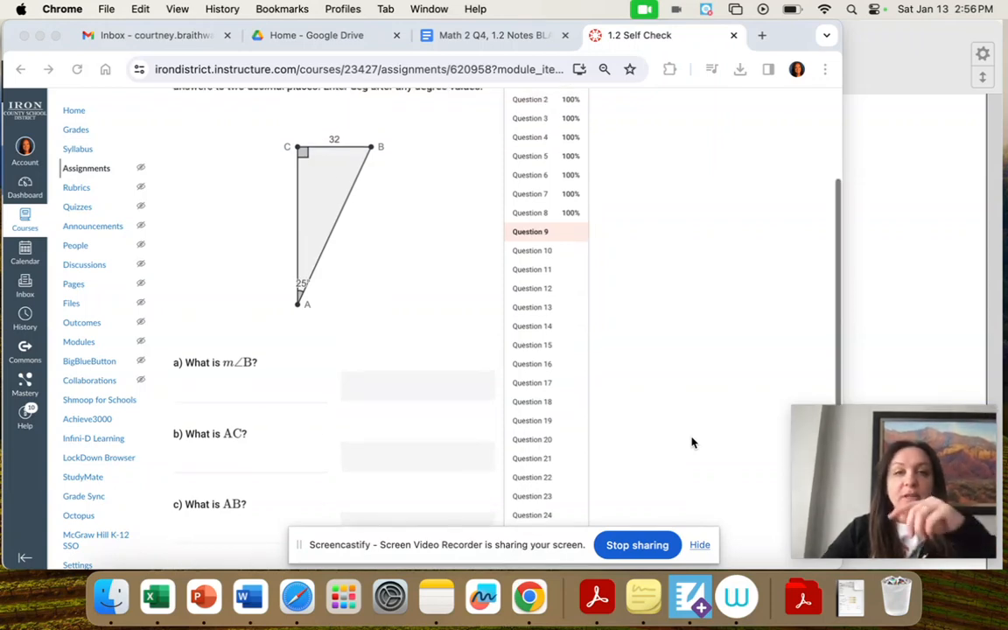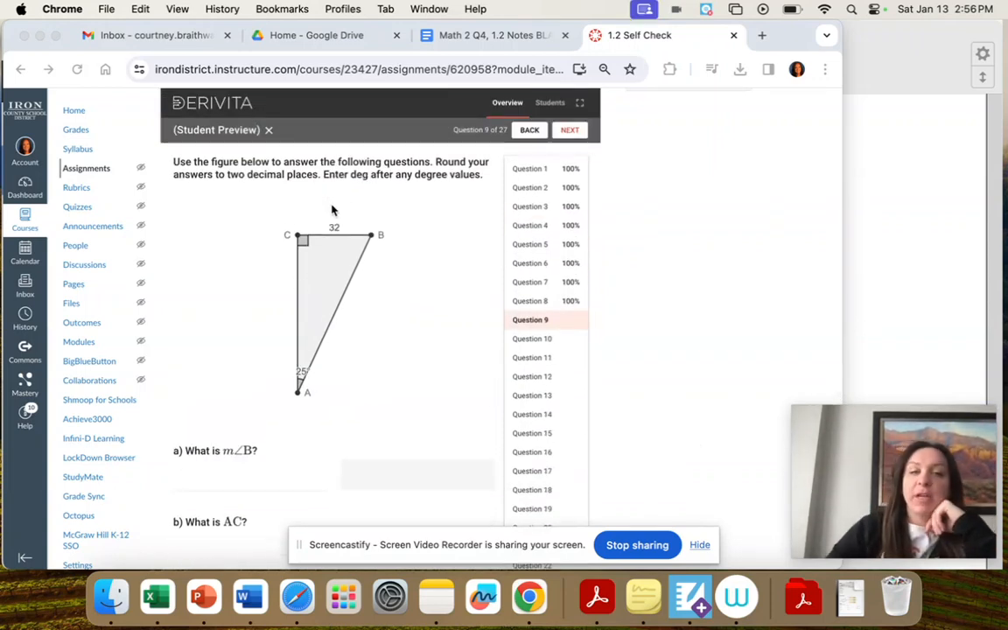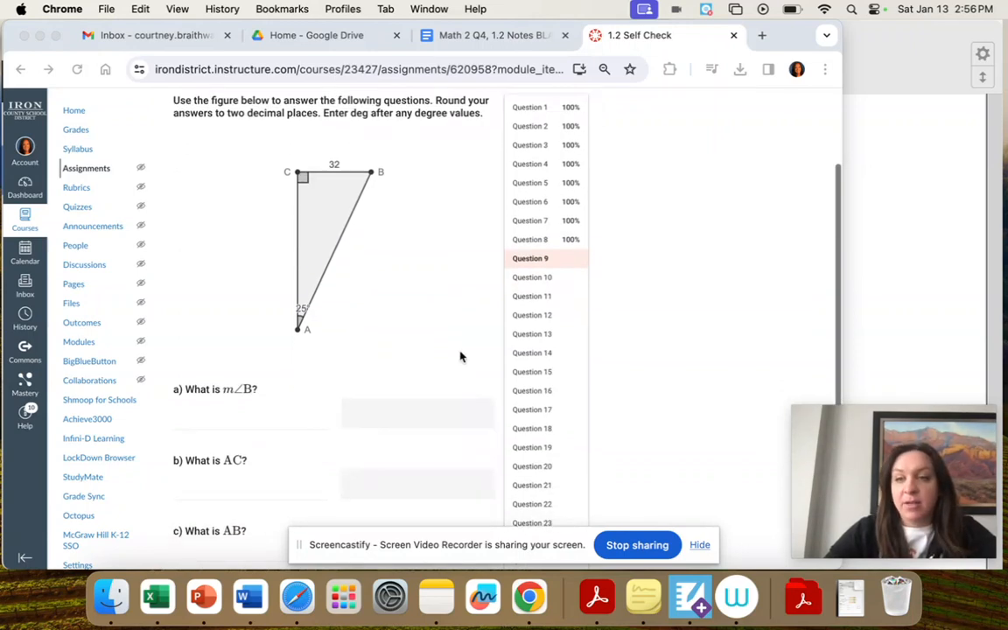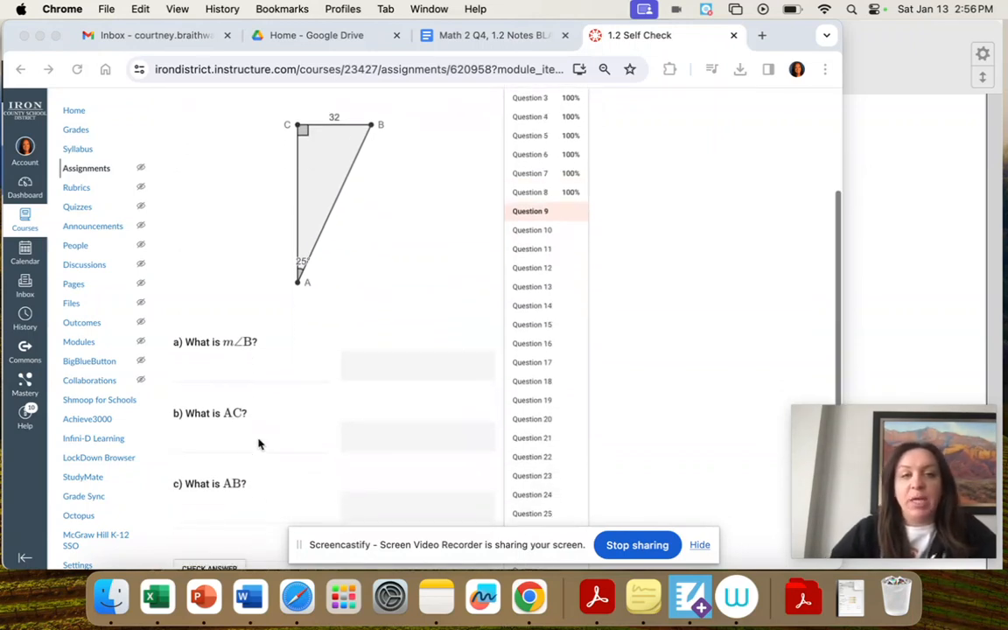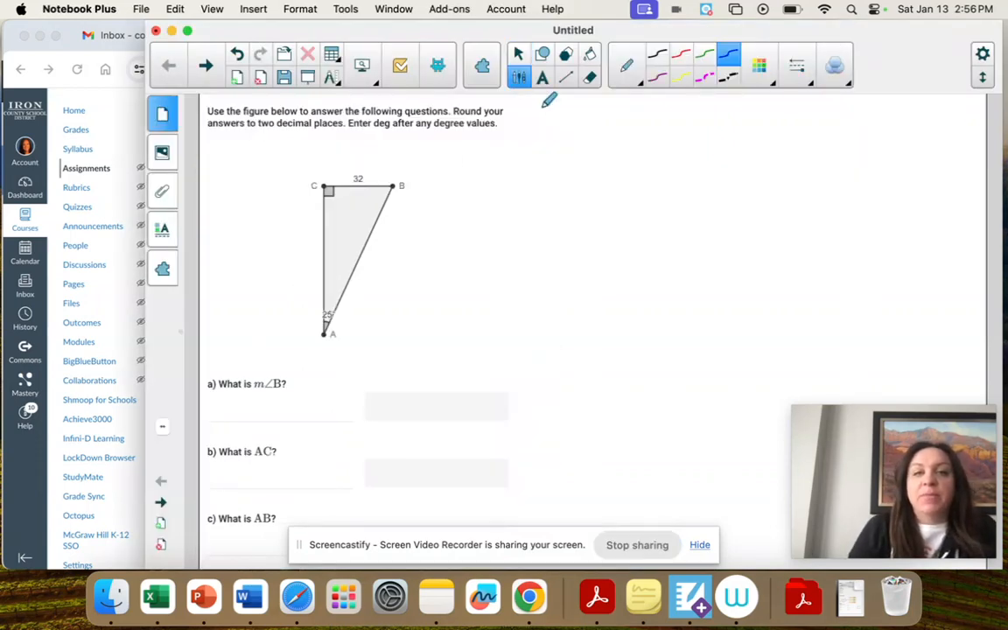Okay, question 9. Use the figure below to answer the following questions. Round your answer to 2 decimal places. So we want to find the measure of angle B. What is AC and what is AB? So the first one's pretty simple.